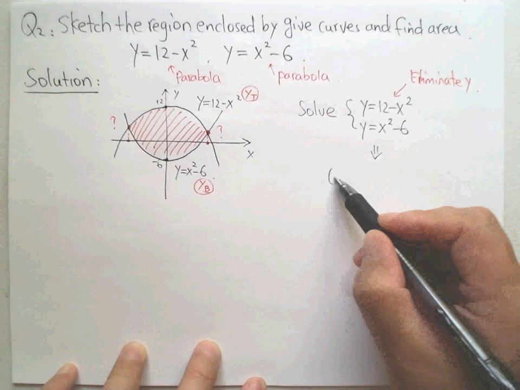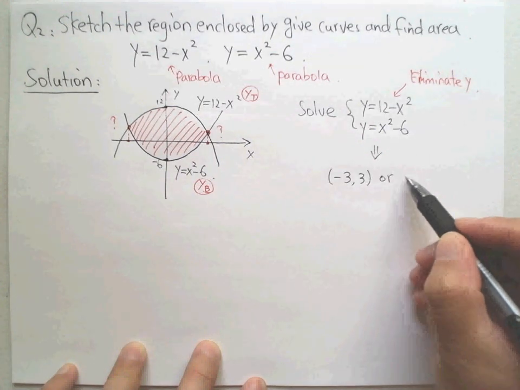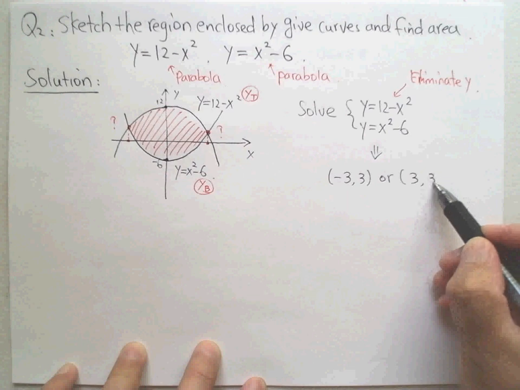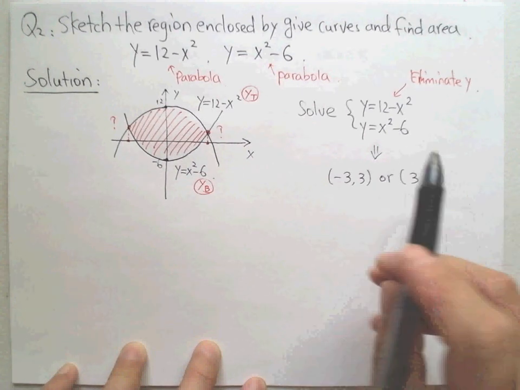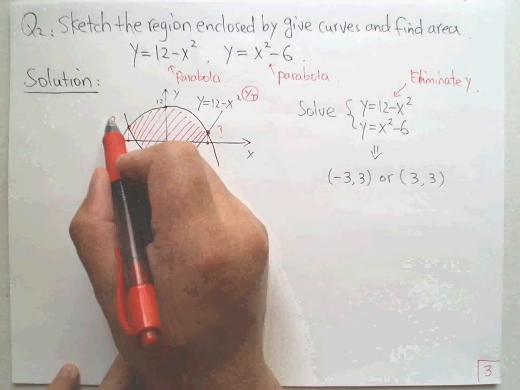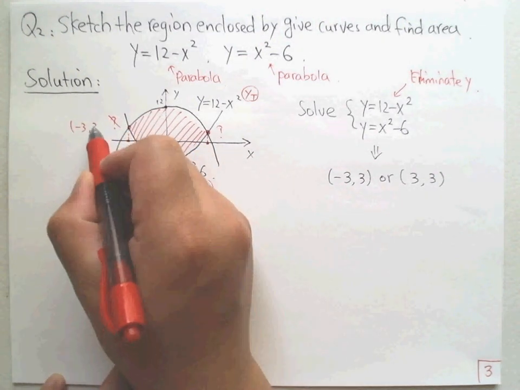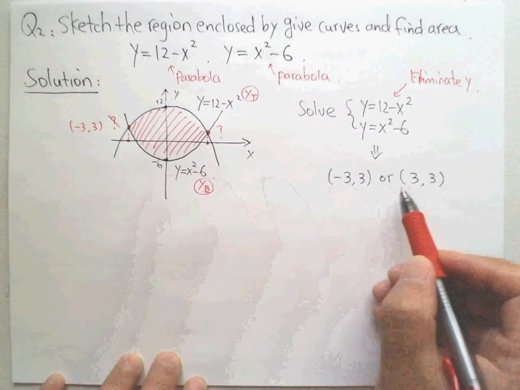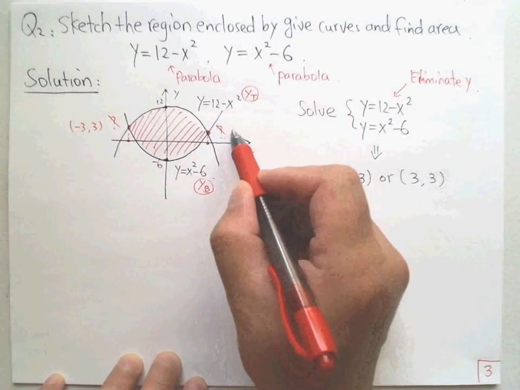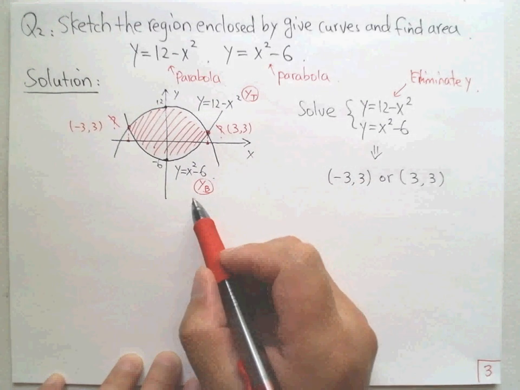One point is negative 3 and 3. Another point is 3 and 3. So these are the results. What does this mean? This is the first point. We know this point, so I put the point here at negative 3, 3. And the right point is here. We also know it: this point is 3 and 3.